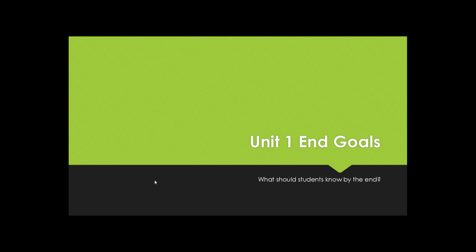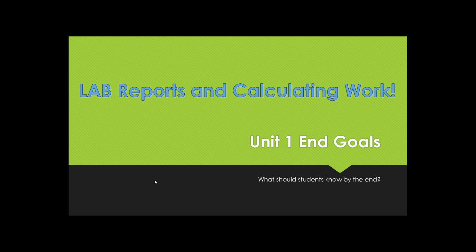The last thing I wanted to talk about was Unit 1 end goals. What should students know by the end of this unit? And really it boils down to two things. They need to be able to write a clear lab report, and they need to be able to calculate work in any situation, whether it's pictures or graphs or just words. So if anything, at the end of this unit, students need to be able to write a lab report and calculate work.